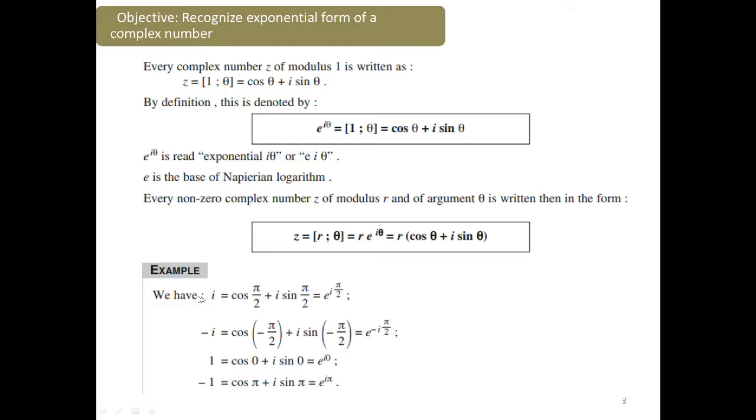For example, if we have the complex number i, we know that its argument is pi over 2 and its modulus is 1, so it's written like that: e^(i pi over 2). Minus i is written e^(minus i pi over 2), not because it's minus i, but because the argument is minus pi over 2. For 1, it is e^(i 0), since the argument of 1 is 0 and its modulus is 1. Minus 1 is also modulus 1, but it's e^(i pi).